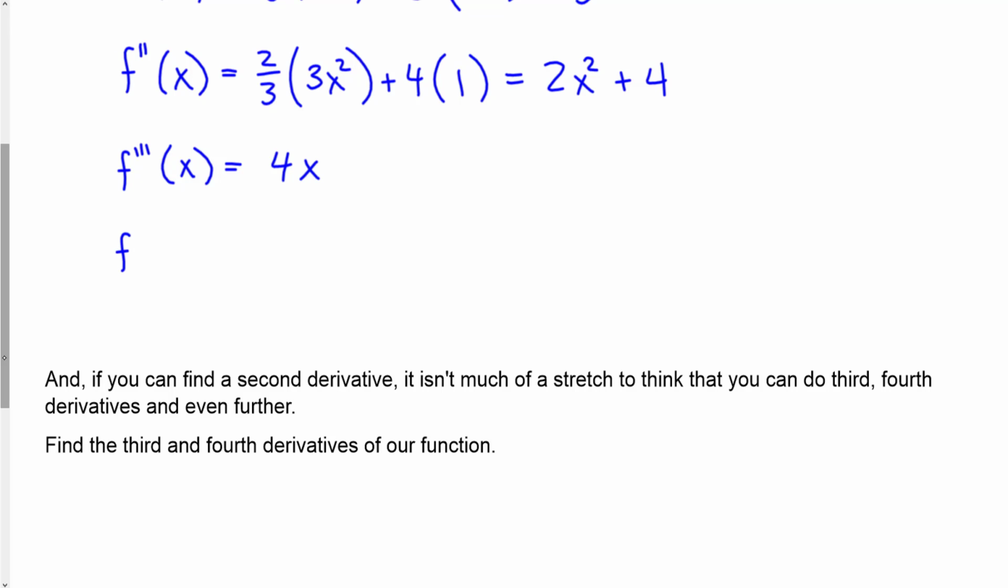Our fourth derivative, there's different ways of notating it. I've seen Roman numerals for prime marks, and I've seen putting an integer in parentheses, as long as you understand what's being told. Again, a fourth derivative isn't all that common, so it's not like you'd use this notation very often. But regardless, the derivative of 4x is just 4. So we could continue the process. And that's what's meant by higher order derivatives.